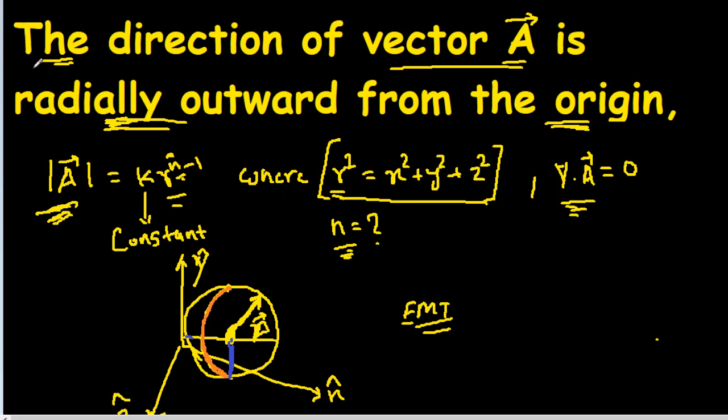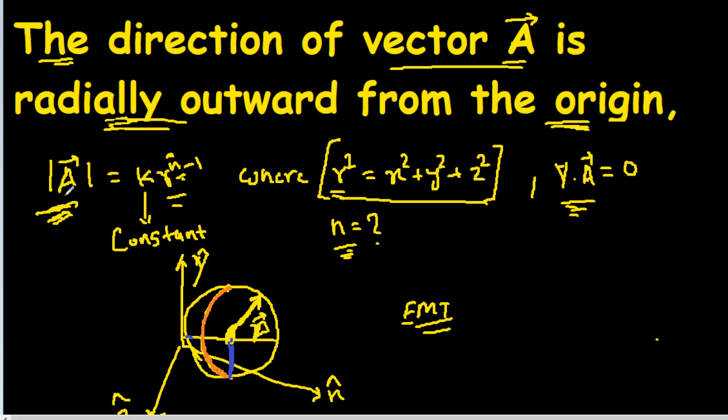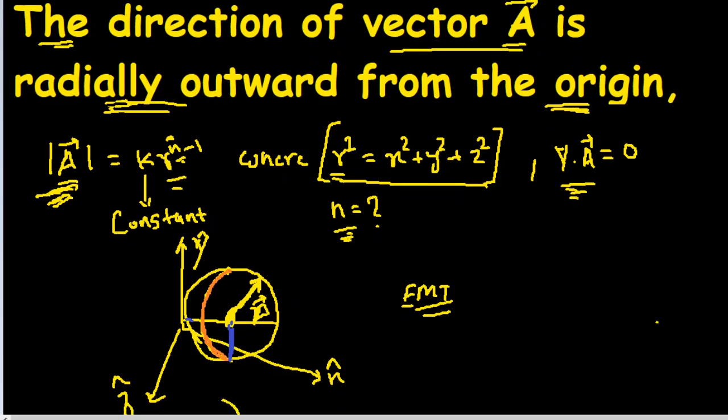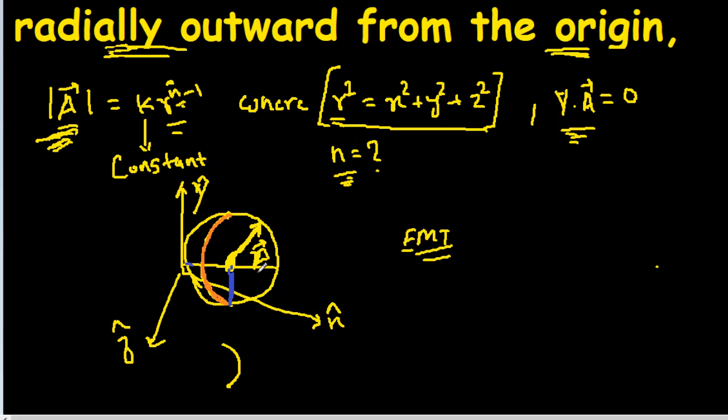The problem basically says that we have a vector A which is directed radially outward from the origin, and the vector A expression is given as k r^(n-1), where r is given as the square root of x square plus y square plus z square, which means that we are dealing in x, y, z coordinate dimensions, and here we have a spherical body.